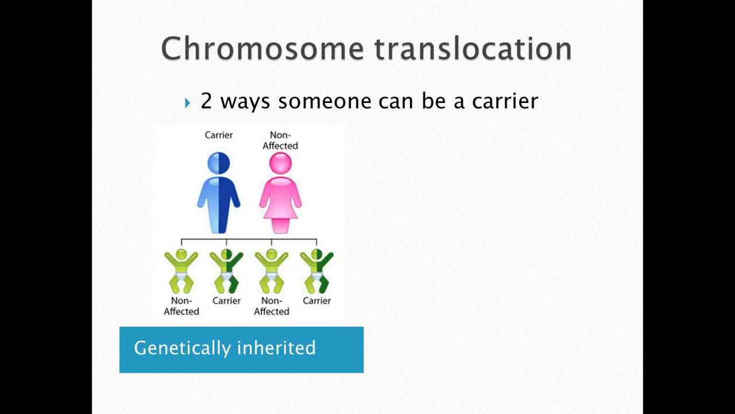However, just because one parent is a carrier does not necessarily mean that their child will be born a carrier as well. So if we look at this example, dad's a carrier of a chromosome translocation, mom is non-affected. They come together to produce 4 offspring. In this example, 2 are non-affected and 2 are carriers. It is quite possible for all to be non-affected or for all to be carriers. It's basically a chance of odds. So will the child be a carrier? Will it be non-affected? We don't know.